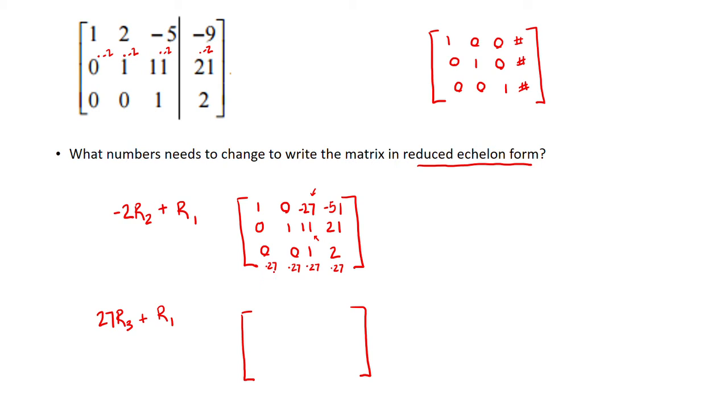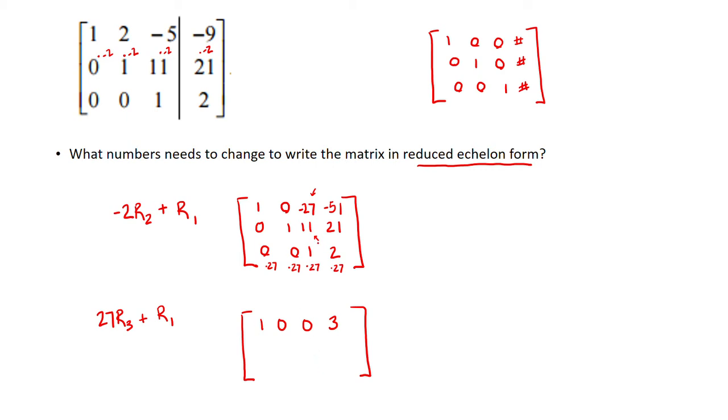So 0 times 27 plus 1, that's 1. 0 times 27 plus 0, 0. 1 times 27 plus -27, 0. 2 times 27 plus -51 is positive 3. Okay, that's the first change.